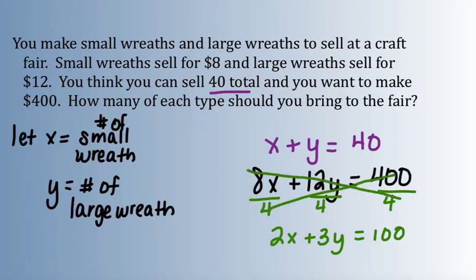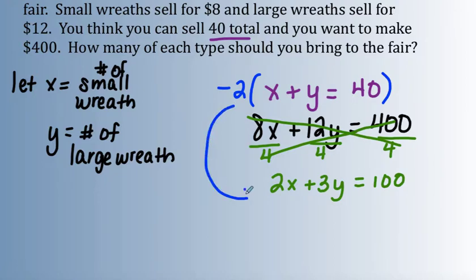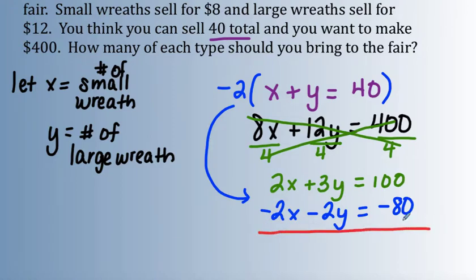So now when I change the other equation, I'm going to change it to make the x's opposite. So I'm going to multiply the top equation by a -2. All right, and I'm going to rewrite it right below it. So I get -2x minus 2y equals -80. I think you can already see why this is just a nice, easy way to do it, especially if I don't have a calculator, because those numbers could have gotten a little bit bigger.